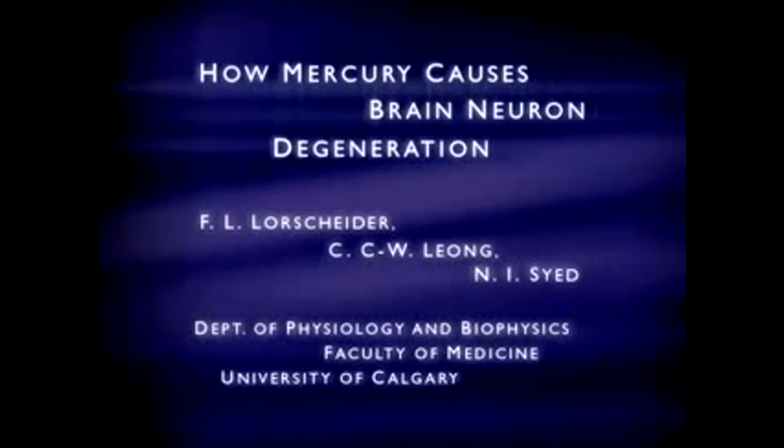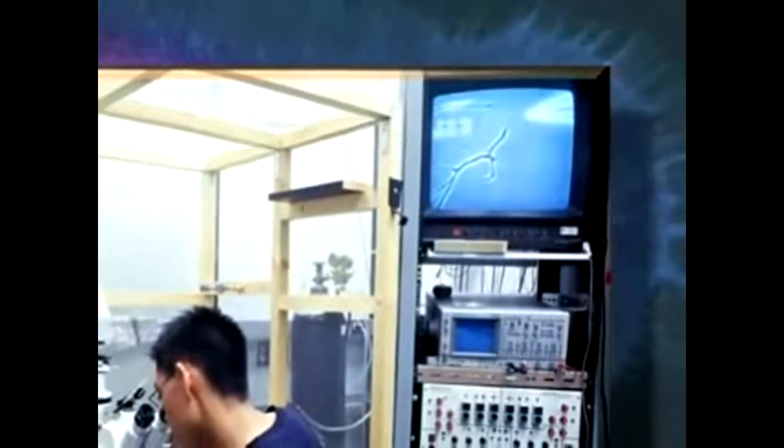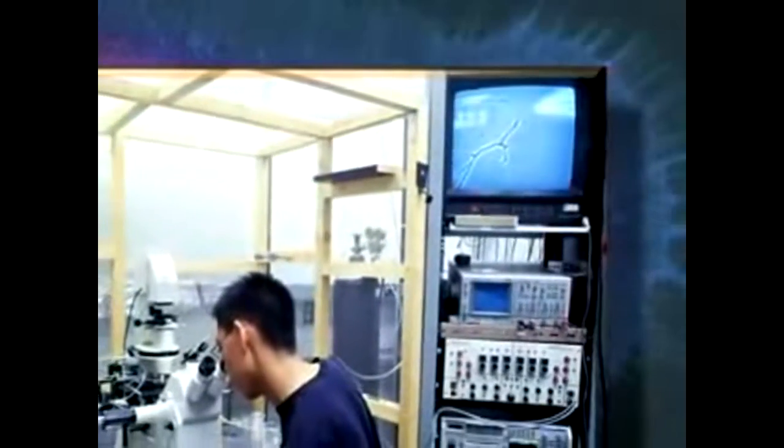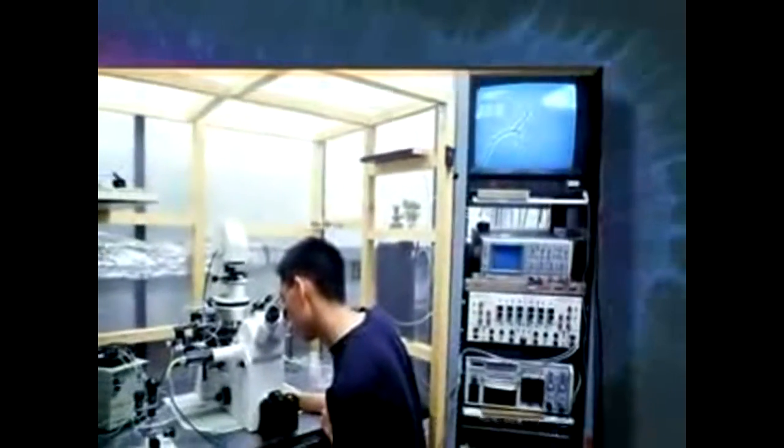How mercury causes brain neuron degeneration. Mercury has long been known to be a potent neurotoxic substance, whether it is inhaled or consumed in the diet as a food contaminant. Over the past 15 years, medical research laboratories have established that dental amalgam tooth fillings are a major contributor to mercury body burden.